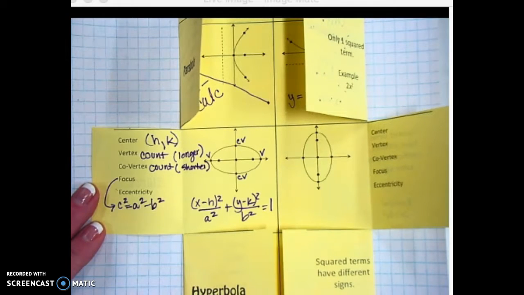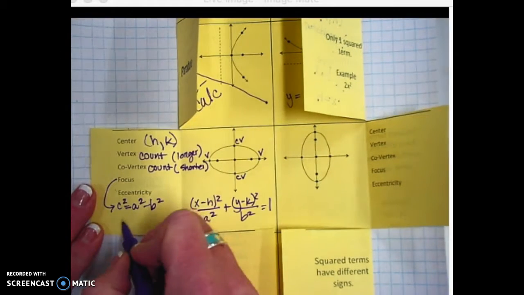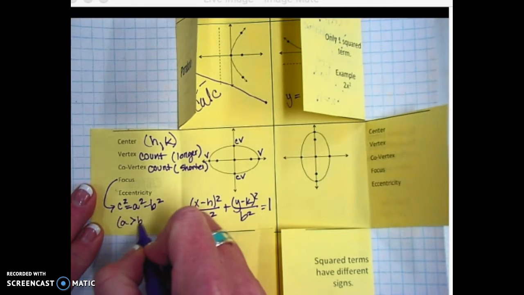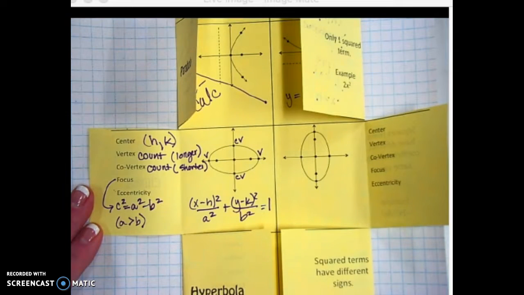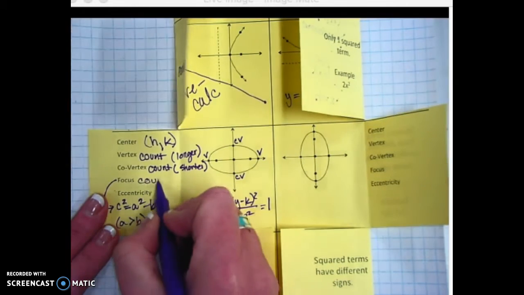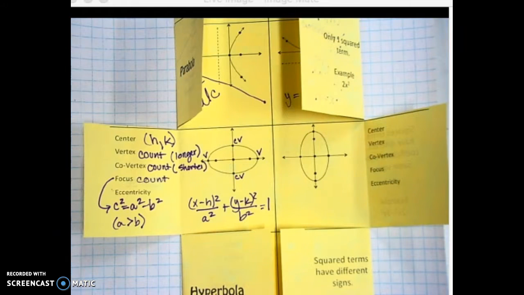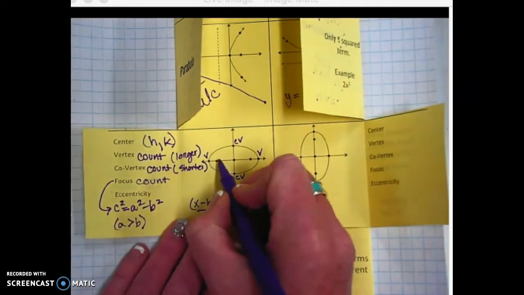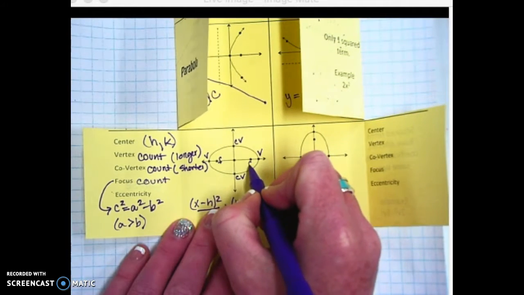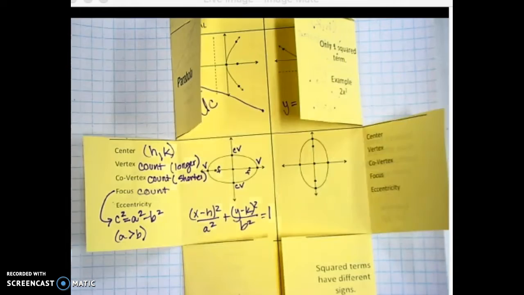To get the focus, we use c squared equals a squared minus b squared, right? And we always took the larger number first, so you wouldn't get a negative answer. So just in parentheses, write down here, a is greater than b. So you remember to take the larger number squared minus the smaller number squared, and then you go back to your graph and you count it from the center, okay? This little point in here, we'll put a little F. That's where your focus ends up being on an ellipse, all right?